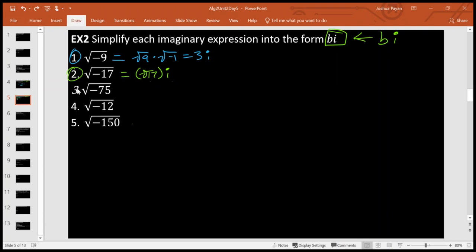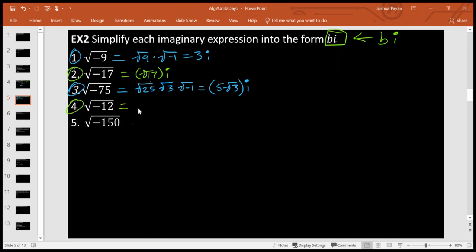Okay, let's look at another one. So square root of 75, this one is factorable. So I can say that this is the square root of 25 times the square root of 3 times the square root of -1. 25 times 3 gives me the 75. 25 is a perfect square, right? So I can simplify this into 5 square root of 3 times i, or bi. And then we just keep going with this.